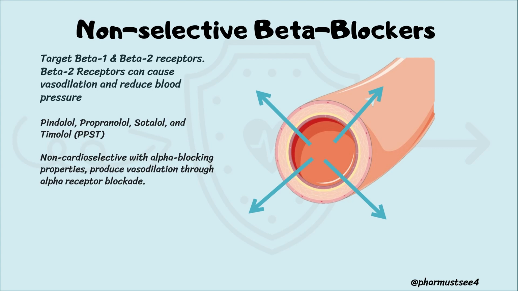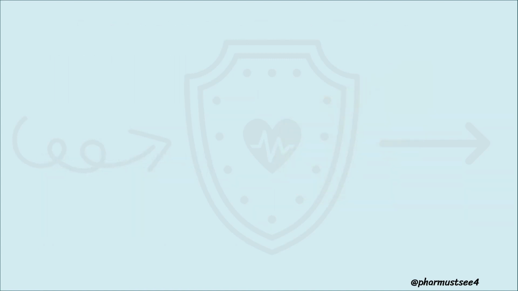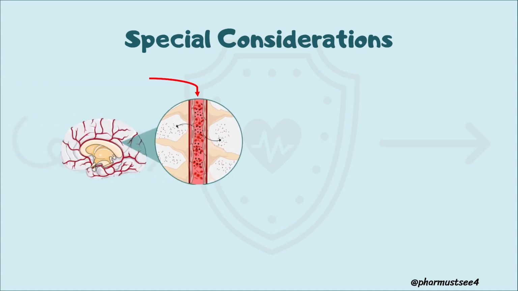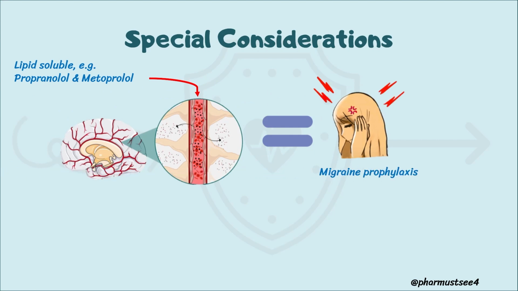Non-cardioselective ones with alpha blocking properties, like carvedilol and labetalol, produce vasodilation through alpha receptor blockade. And non-selective beta blockers are more likely to cause bronchoconstriction. Some beta blockers are lipid soluble, like propanolol and metoprolol. They can cross the blood-brain barrier, making them suitable for indications such as migraine prophylaxis and anxiety.